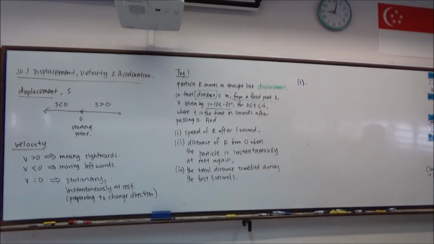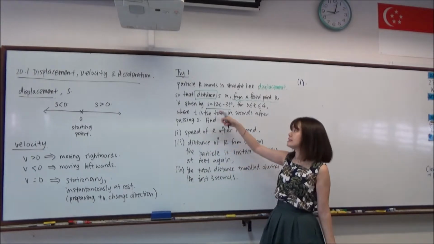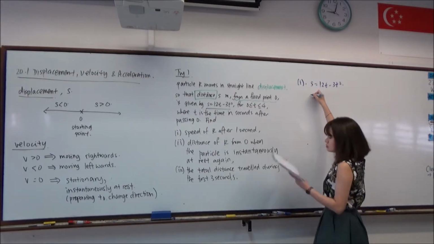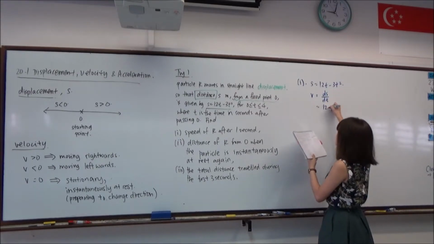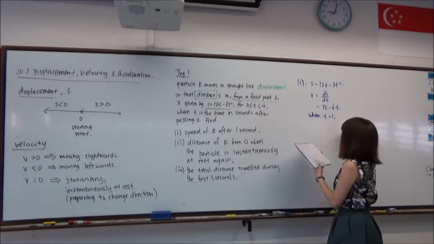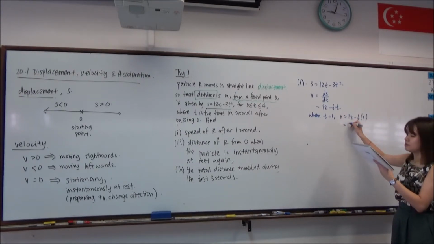So in part 1, we want to find out what the speed of R is after 1 second. Earlier on we said that in a distance-time or displacement-time graph, the gradient, which is the application of differentiation, would give you the speed or velocity. So to find the speed, we want to find the gradient, or rather the derivative, from the equation of the displacement. So the velocity is the derivative ds/dt, although you need not write down ds/dt. You can write v equals 12 minus 6t, or ds/dt equals 12 minus 6t. So when the time is equal to 1, the velocity will be 12 minus 6 times 1, that will be 6.